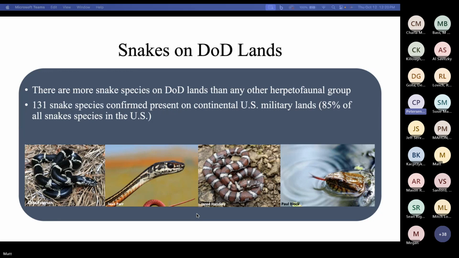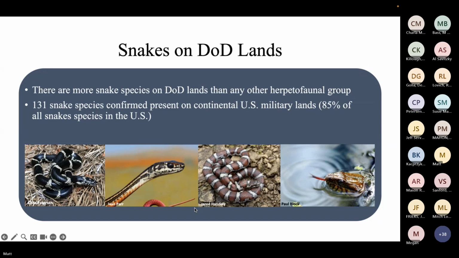So snakes on DoD lands. There are more snake species on DoD lands than any other herpetofaunal group, and that includes frogs and toads, salamanders, lizards, turtles, and crocodilians. There are 131 snake species confirmed present on continental U.S. military lands, and that represents 85% of all snake species in the U.S. So DoD lands are really important to the biodiversity of reptiles and amphibians, including snakes. Next slide.